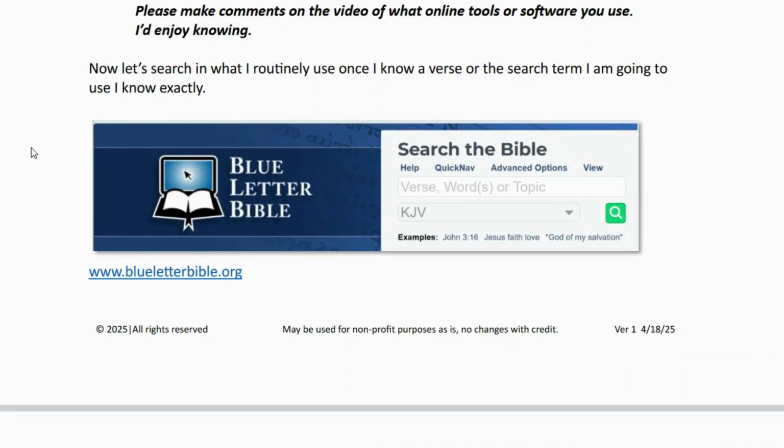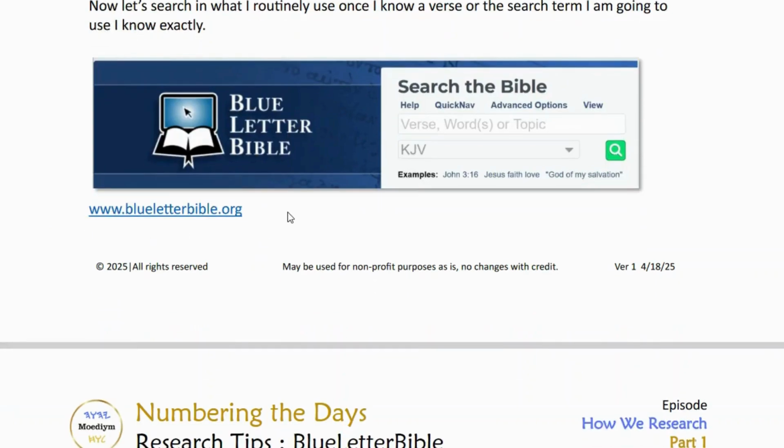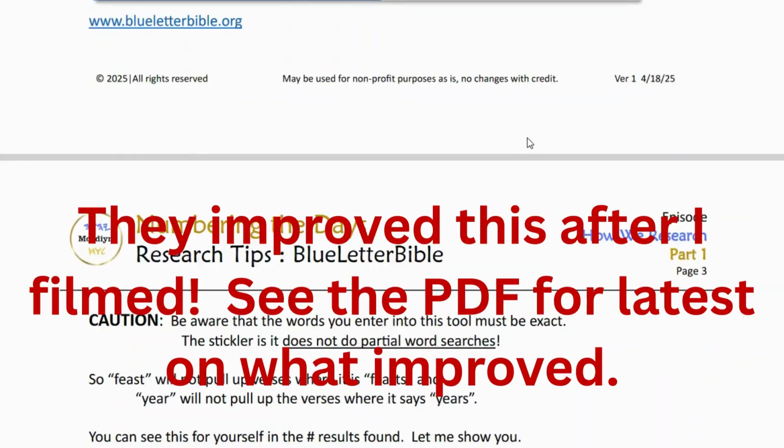Now let's search in what I routinely use. Once I know a verse, or the search term I'm going to use, I know exactly. So then I go to BlueLetterBible.org. And this is over here where I'm going to be entering in my search phrases and my verses.